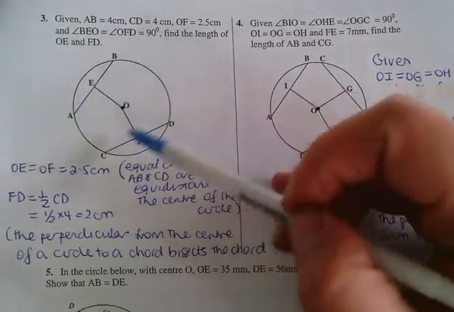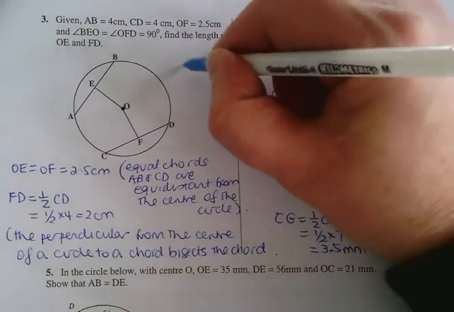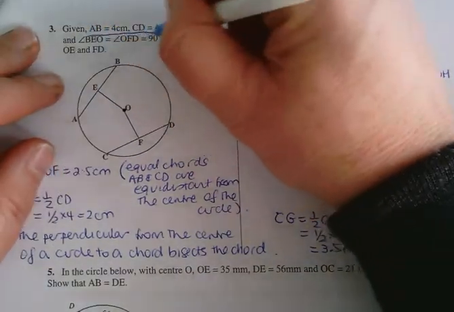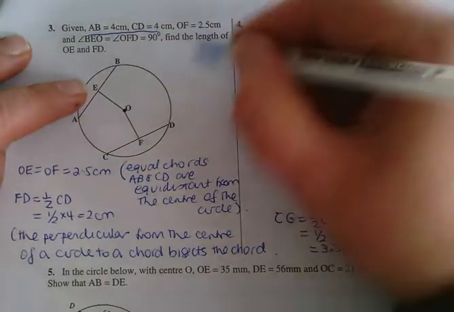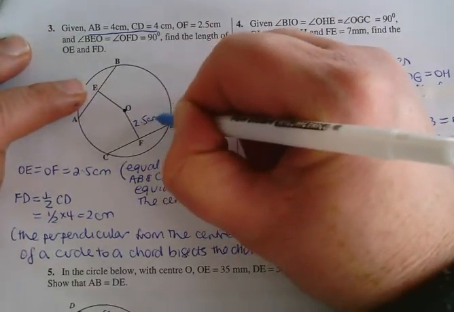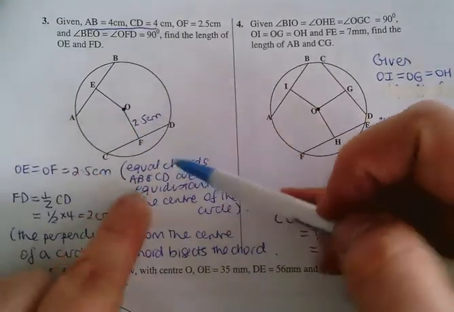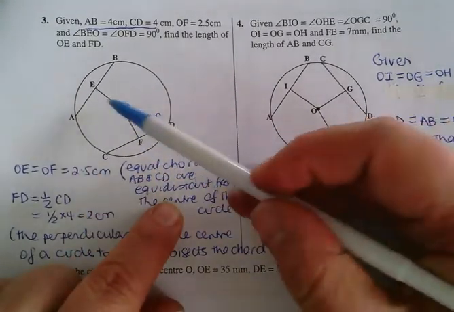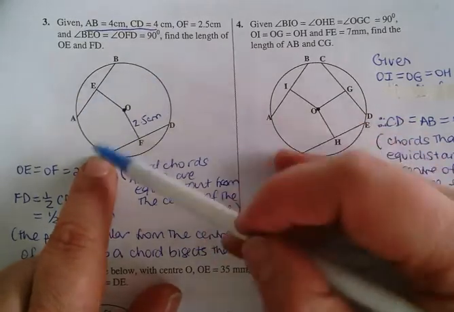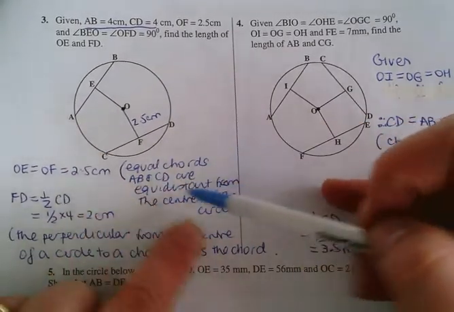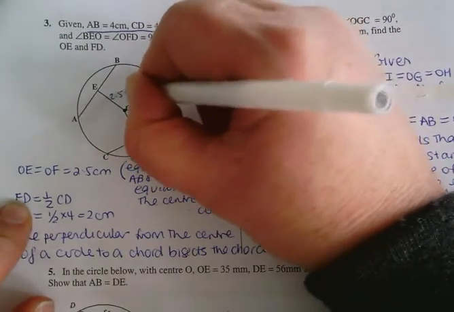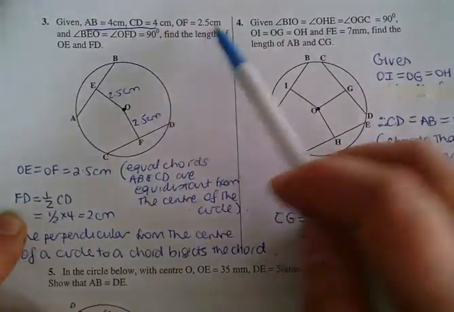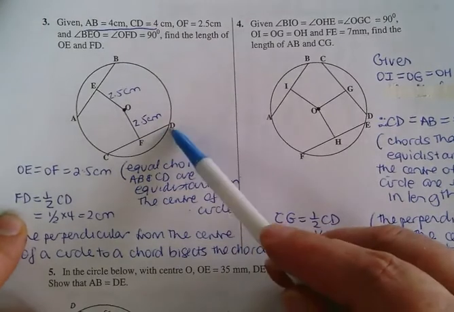We're told that the chords are equal in length, that AB equals CD, and so therefore we can say that OE equals OF, and we're told that OF is 2.5 centimeters. That's because equal chords are equidistant from the center of a circle. So we know that OE is now 2.5 centimeters, and we have to find the length of FD as well.